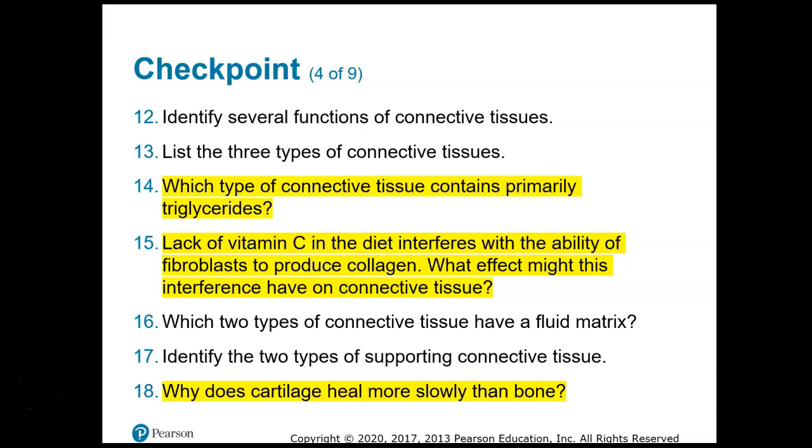This is part 4 of the Chapter 4 lecture notes. We left off with slide 64 with some checkpoint questions.